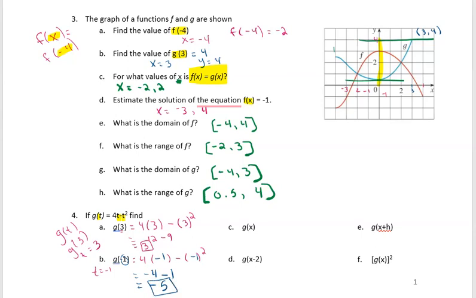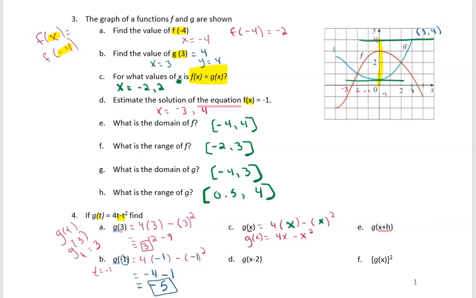Then it asks us for G of x. Same thing. Take out your t, put in a parenthesis, and now you fill in your parenthesis with the value you're given. In this case, we're given x, and that x is from right here. So if we take out our t and put in our x, we'll get 4x minus x squared. So G of x would equal 4x minus x squared.